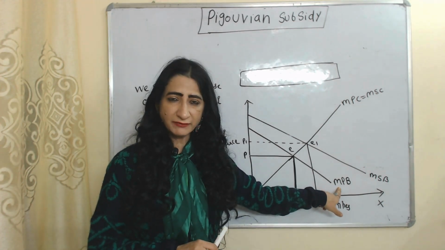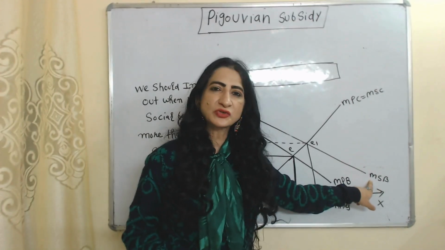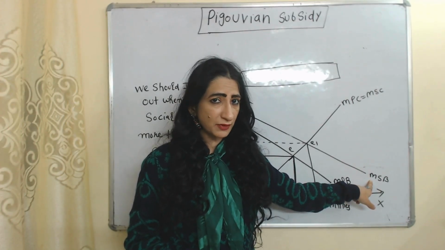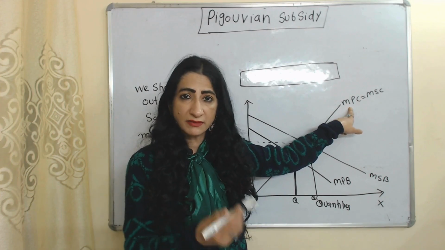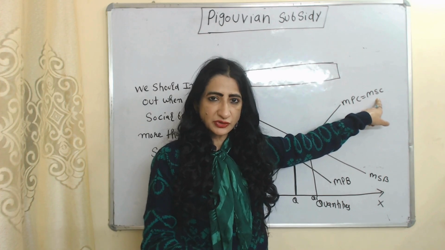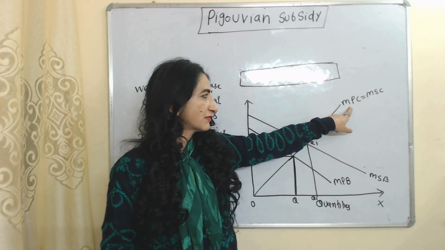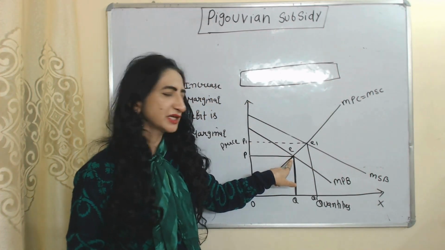Marginal private benefit is the benefit of businesses which are giving education. Marginal social benefit is the benefit of society from education. Marginal private cost is the cost of businesses which are giving education, and marginal social cost is the cost of society for receiving education. Here we assume marginal private cost is equal to marginal social cost. E is our initial equilibrium point.